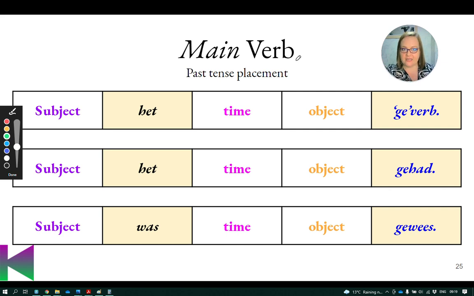Okay, deep breath. I know it seems like a lot, but it's actually so simple: the het is there as the second word, except if it's the was, and your ge verb at the end showing the past. And if you see it, you can't unsee it anymore. You have seen it forever.